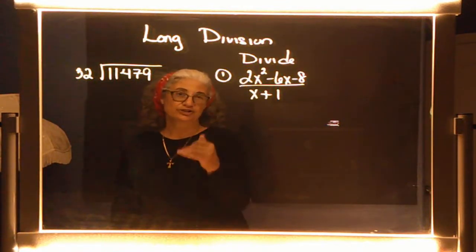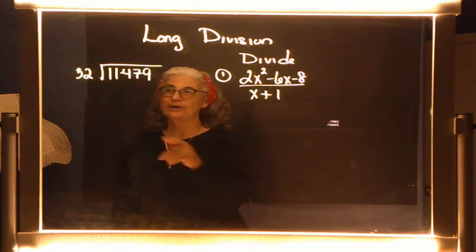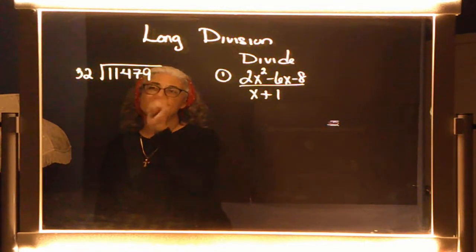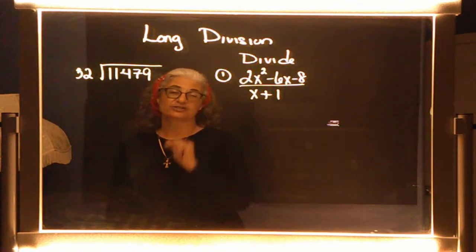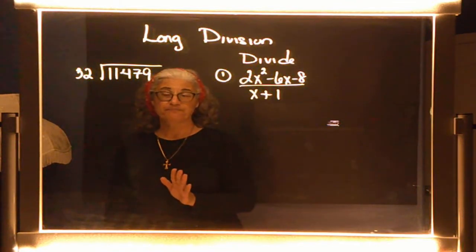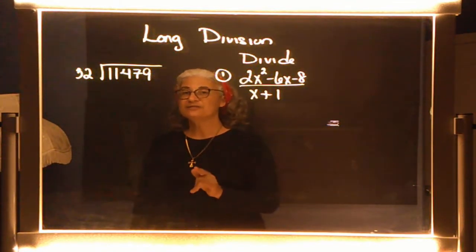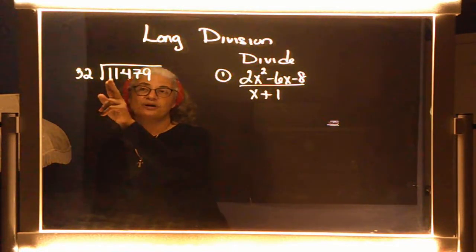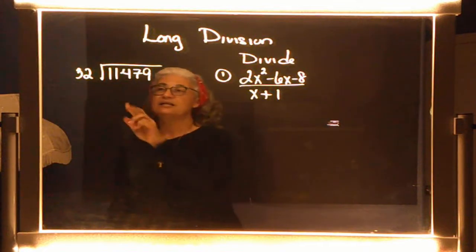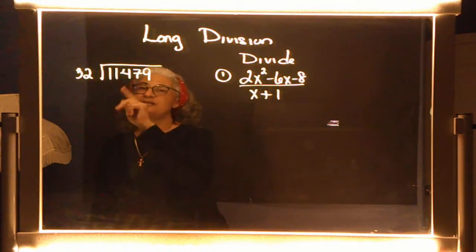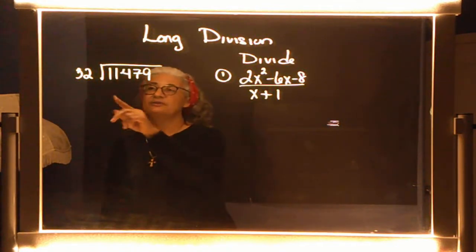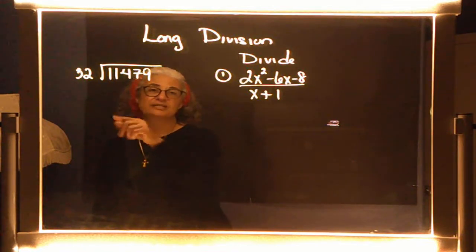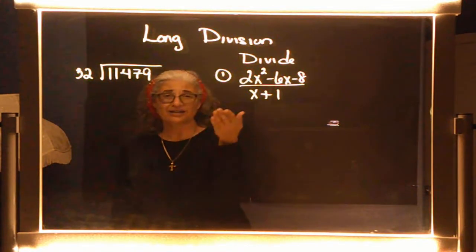What we're trying to do is systematically wipe out every number that's underneath the division symbol. With me? Okay, now here's the deal. They said, hey, does 32 go into 1? We put a 0 because it didn't. Does 32 go into 11? It didn't. We put a 0. 32 into 114. Okay, let's figure out how many times.